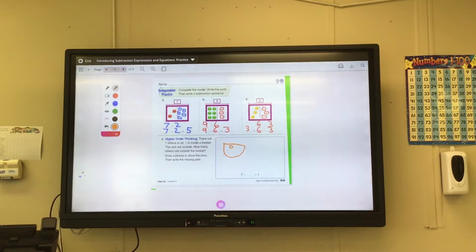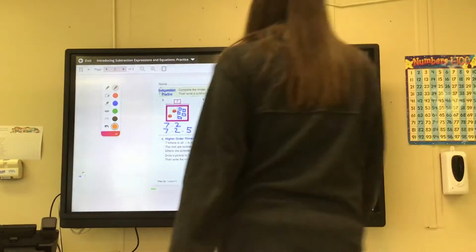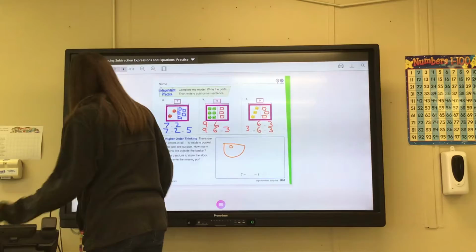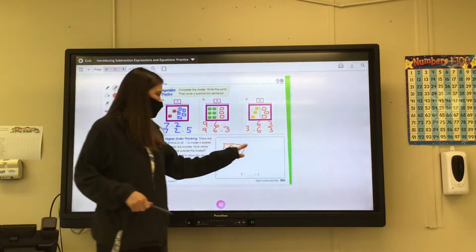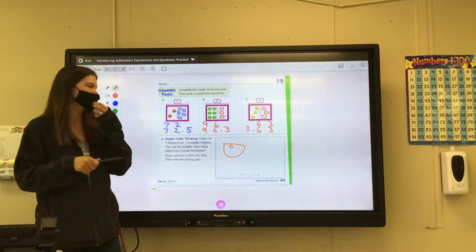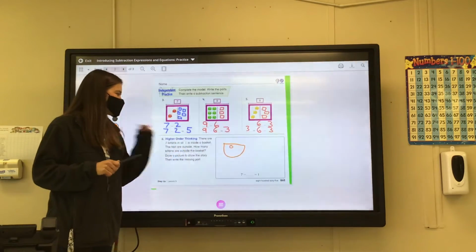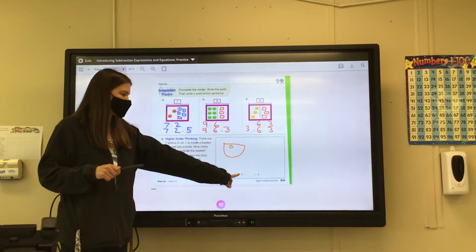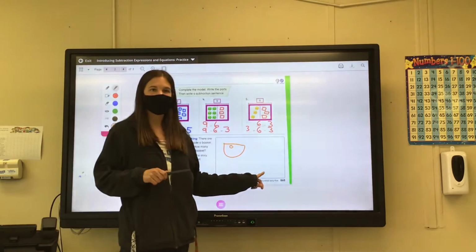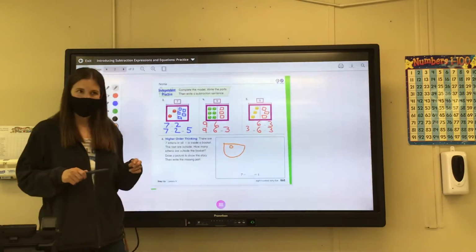Part two. All right, so there are seven kittens in all. One is inside a basket. So we can draw a basket, put one kitten, just one circle inside the basket. How many kittens are outside the basket? So we know there's seven all together. We want to find out how many they took away to have one left.